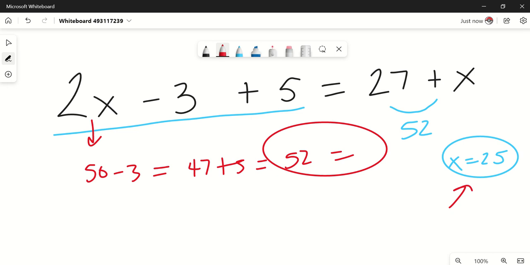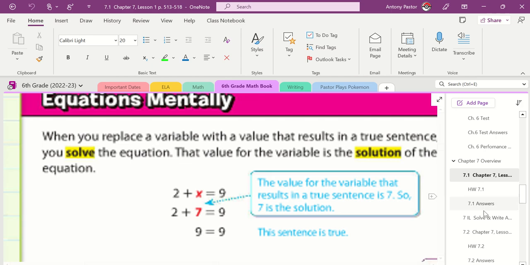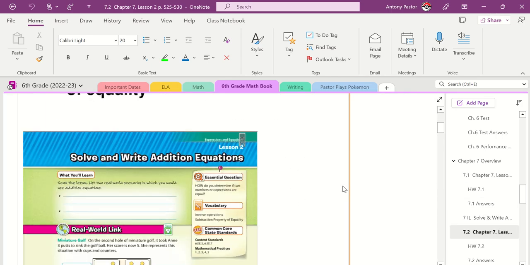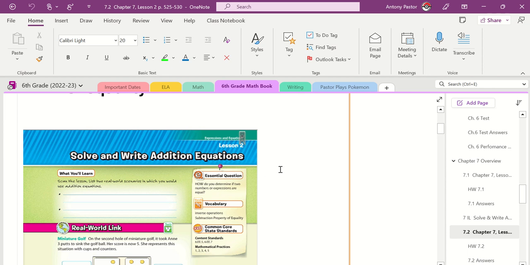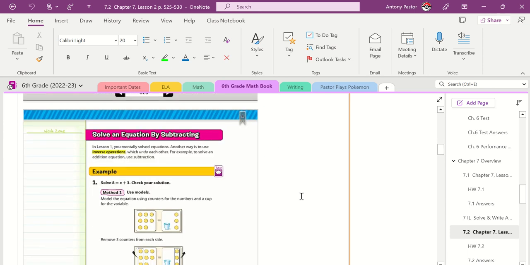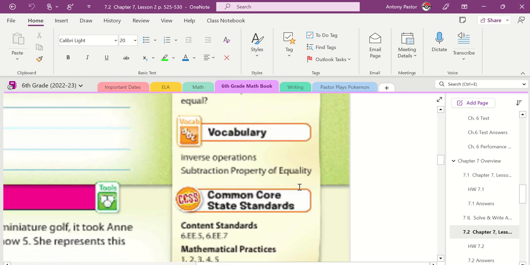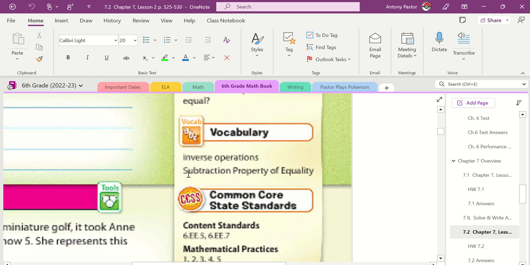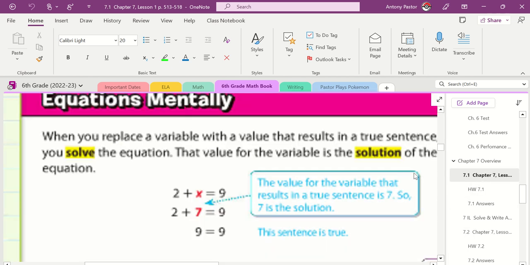It's just an example. But you guys all know how to solve algebra now. And that's it. That's all it is. That's the whole lesson. And that's probably going to be the next lesson too, to be honest. Let's see. Next, solve and write addition equations. Yep, there we go. Inverse operations, and then the subtraction property of equality, which we'll talk about next lesson. But that's it. That's how you solve algebraic equations.